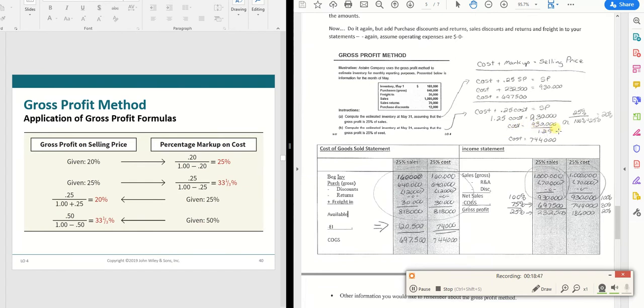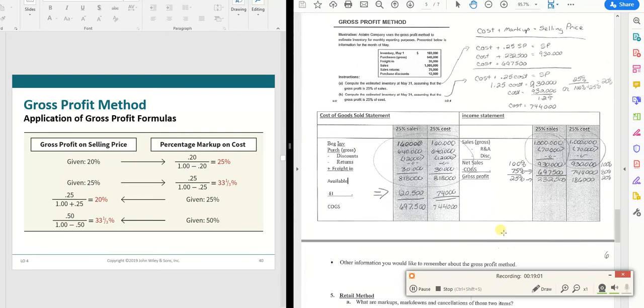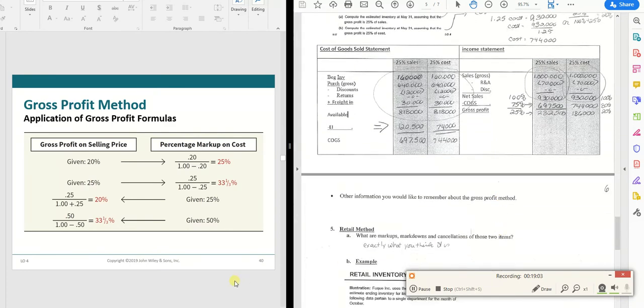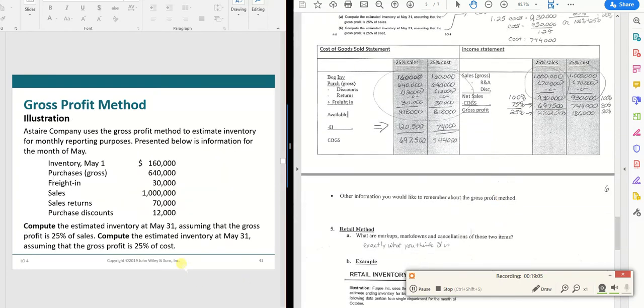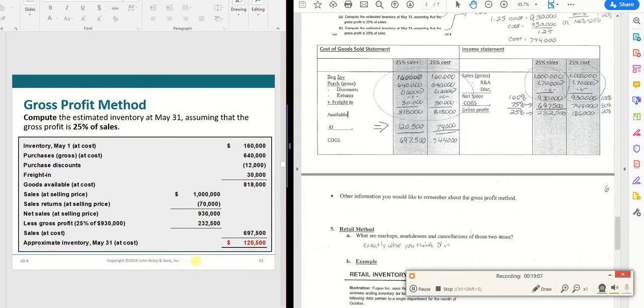I took the 930,000 divided by 1.25 instead of the 0.25 to get my 20% right there. Okay, I generally do it overall like this, but feel free to do it the other way. Okay, just make sure you read it closely. Okay, so you can kind of go through that. Notice we have the 120,500 right there. This is their method, which is basically the same.